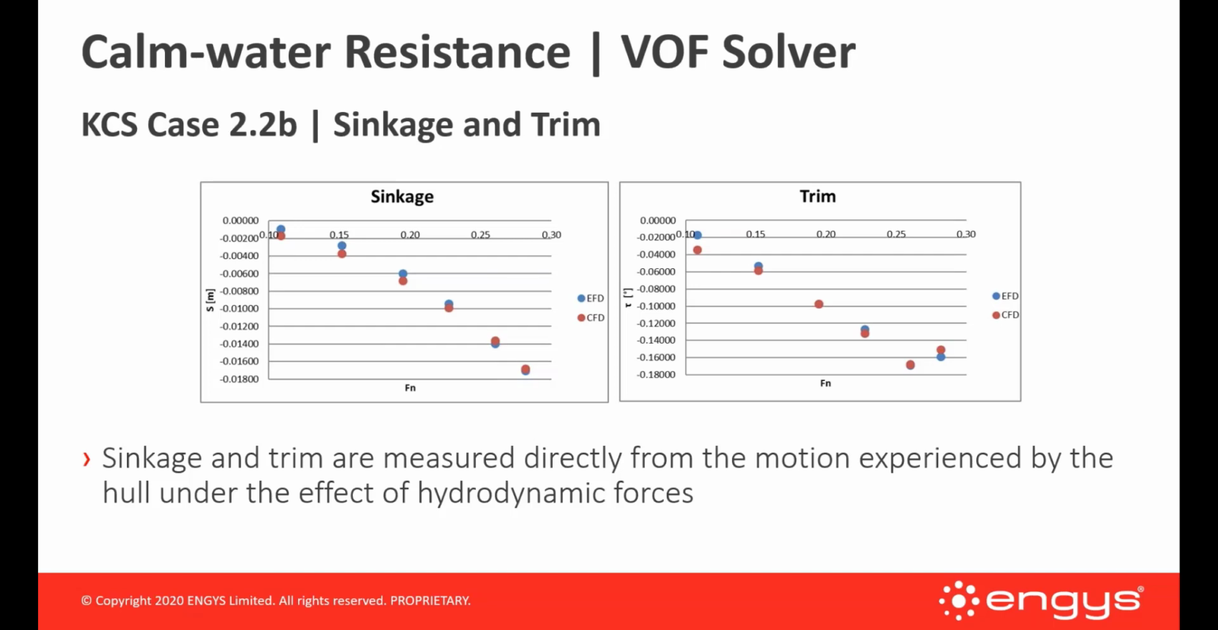If you want to account for sinkage and trim, so you run with 2 degrees of freedom, heave and pitch respectively, this is what you get. So these are the numbers for sinkage, and again in blue we have the experiments, and in red we have CFD, and for trim this is what we get. So there's again a good correlation with the experiments for this particular hull form.